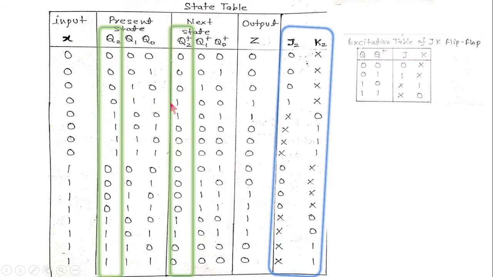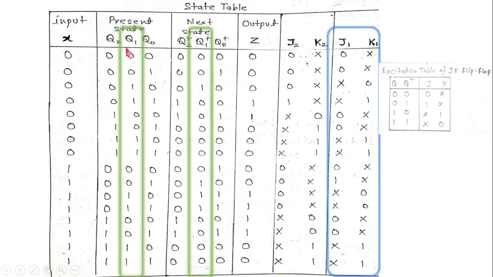present state is 0, next state is 1, 0 and 1, so J and K is what? 1 don't care, 1 don't care. Again 1 and 1, for 1 and 1 don't care 0, don't care 0. For 1 and 0, don't care and 1, we can see that don't care and 1. Similarly we will fill this complete table using this excitation table for J2 and K2.